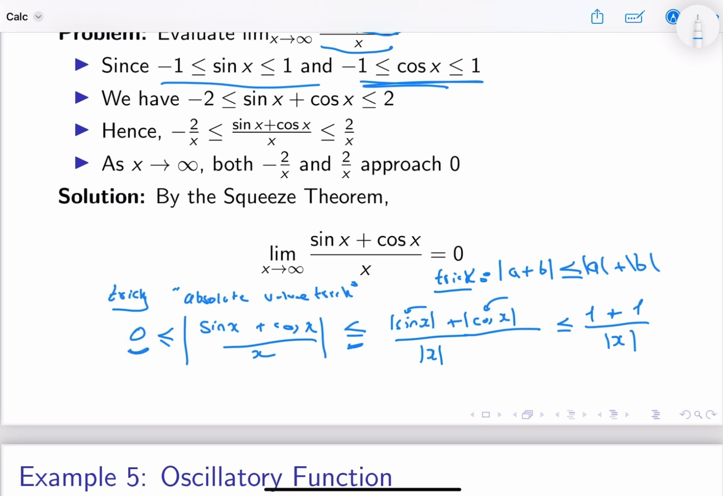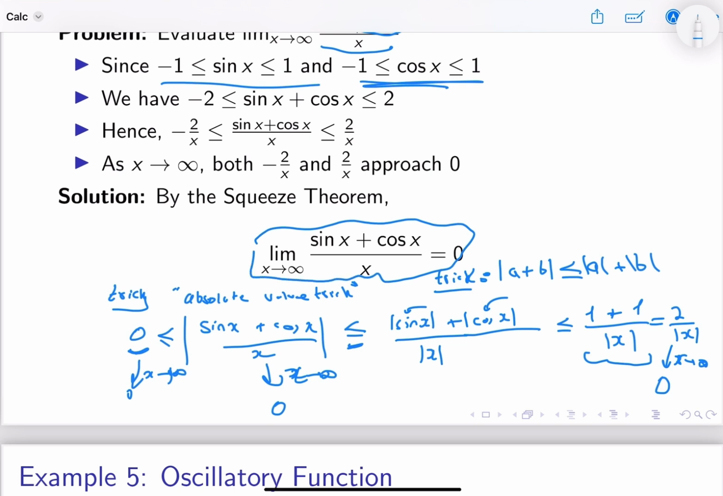So we have two inequalities now. We have 0 on this side, and we have this function on this side. Now 0 goes to 0 as x goes to infinity, because it's a constant function. And this is just 2 over the absolute value of x, and as x goes to infinity this also goes to 0, because it is 2 over infinity. Thus by squeeze theorem, the absolute value goes to 0 as x goes to infinity. And since the absolute value goes to 0, it must be that the function itself goes to 0. And thus this proves the limit.